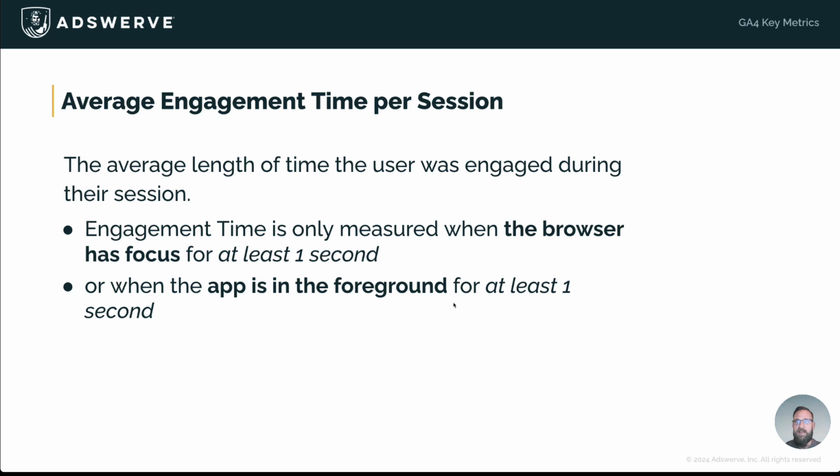If I was in an app and then I swiped it off of the screen and I'm looking at the home screen of my phone, Google is going to stop counting engagement time. If I bring that app back up, I have to have it open and in the foreground for at least 1 second for engagement time to kick back in. I hope that helps you understand just a few of the key metrics in GA4 and how they might differ from Universal Analytics, especially when they are shared between the two, like session.